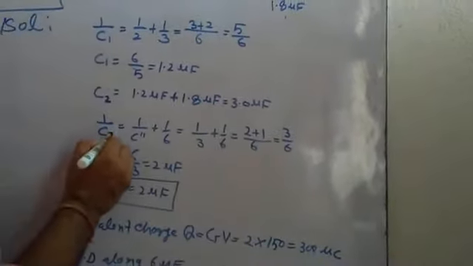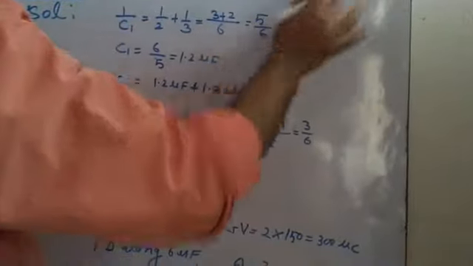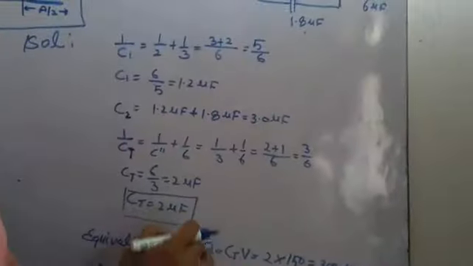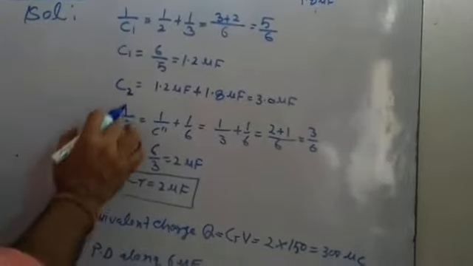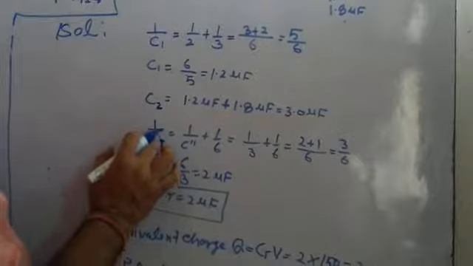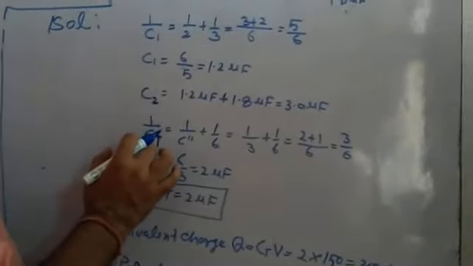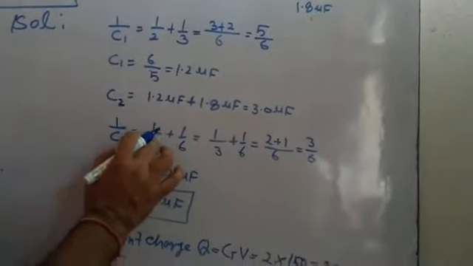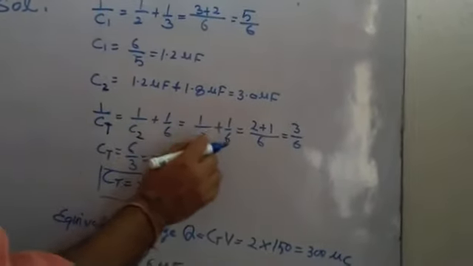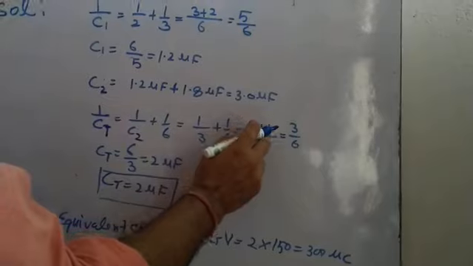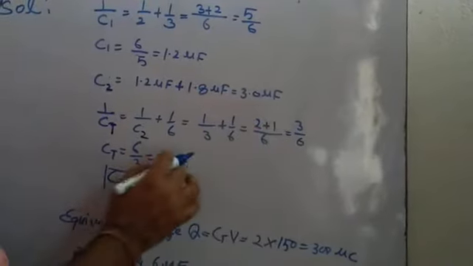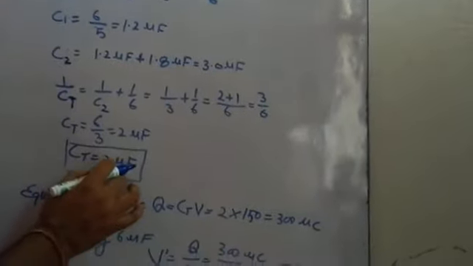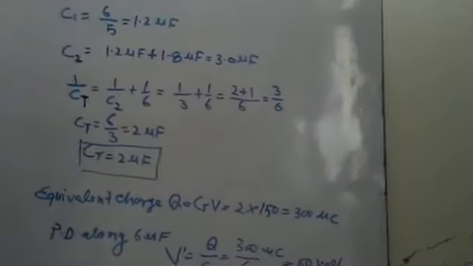Now the equivalent capacitance between A and B: this total and this 6 microfarad are again in series combination. 1 by C total equals 1 by C2 plus 1 by 6, 1 by 3 plus 1 by 6, 2 plus 1 upon 6, 3 by 6. This is the equivalent capacitance, 6 by 3, 2 microfarad.